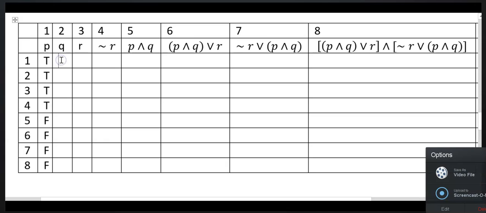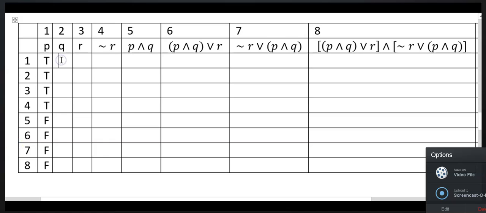Now, next problem. Here is a P, Q, R statement. Therefore, 2 raised to 3 means 8 rows. It is [(P and Q) or R] and [negation of R or (P and Q)]. This is the main joint. And we will require all these, this first square bracket and this second bracket. First we will find out the values of these two brackets.